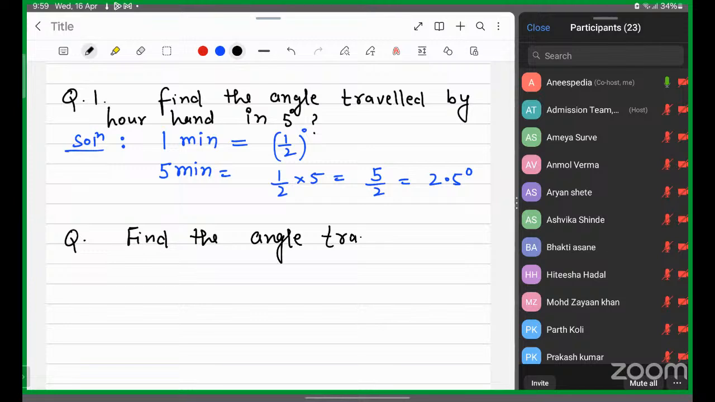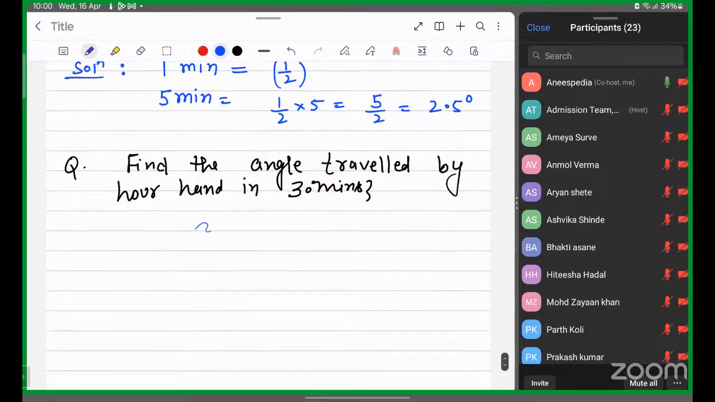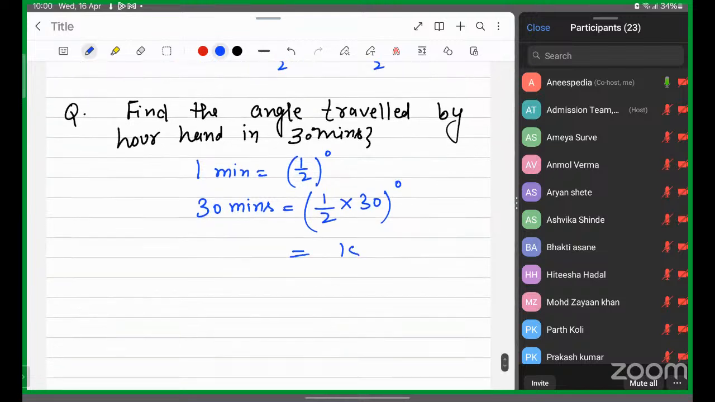Find the angle traveled by the hour hand in 30 minutes. So what will be the answer? In 1 minute, it travels 1/2 degree. So in 30 minutes, it will travel 1/2 into 30 degrees. That is 15 degrees. Yes or no?